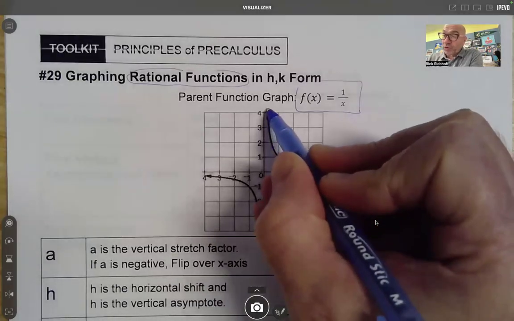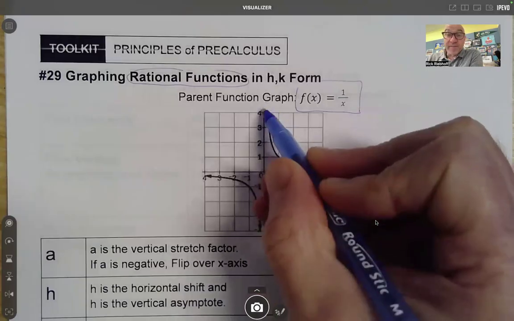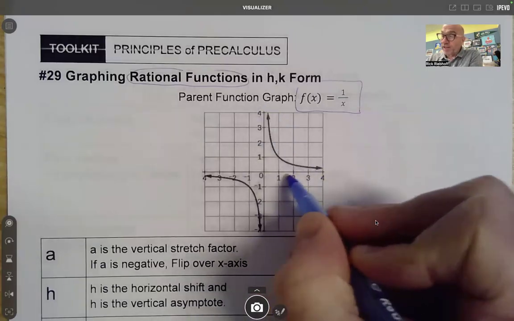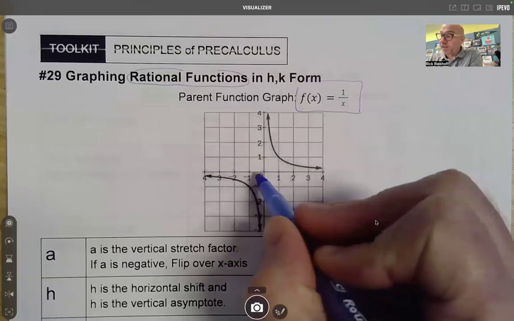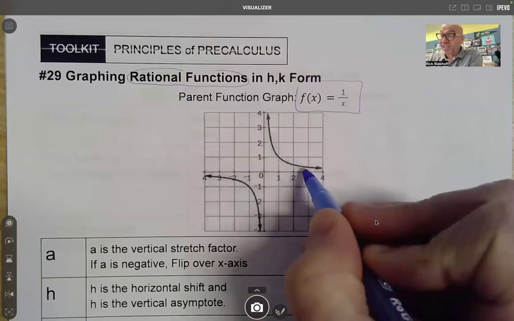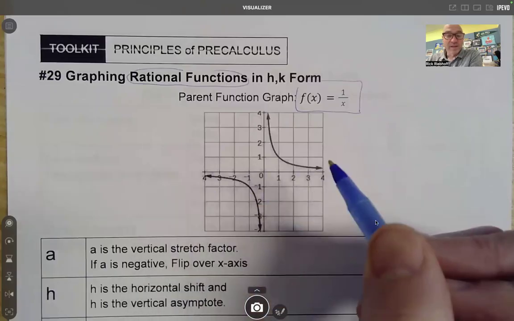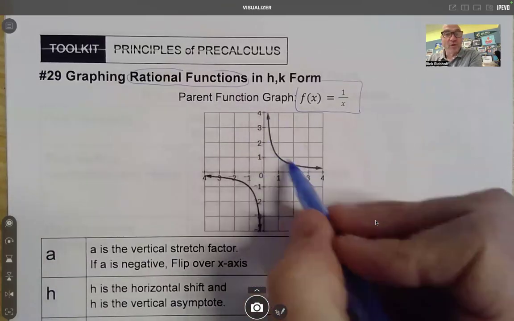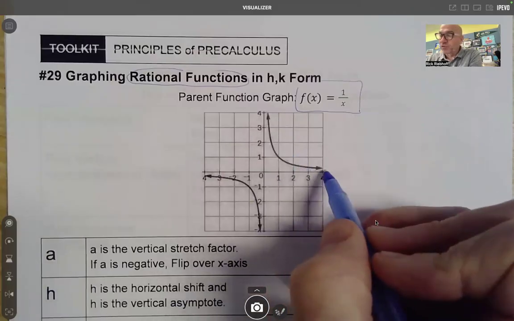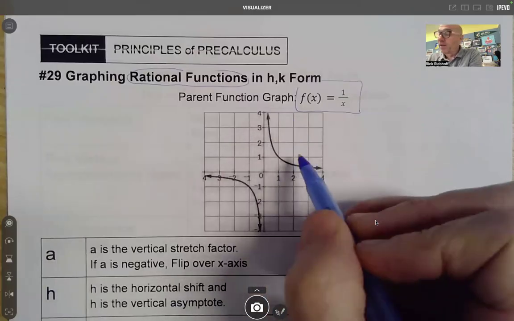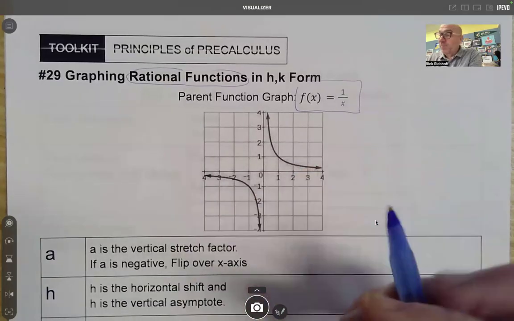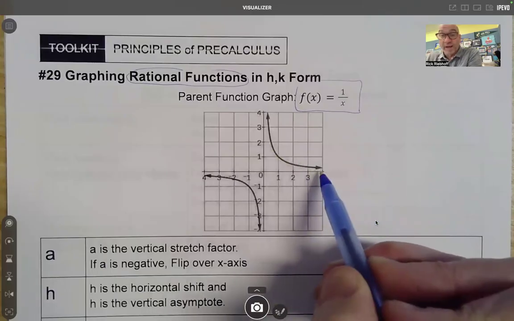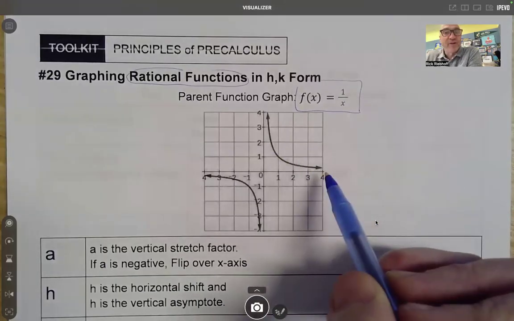This gets closer and closer to the y-axis, but never gets there. Same thing down this way. This gets closer and closer to the x-axis and never ever gets there. You could think of this as kind of like exponential decay. It's not exponential decay, but it's kind of like it in that it gets closer and closer to a zero value and never ever gets there.